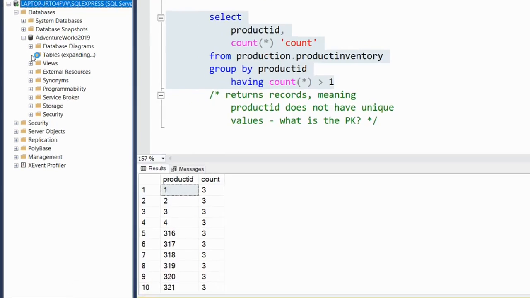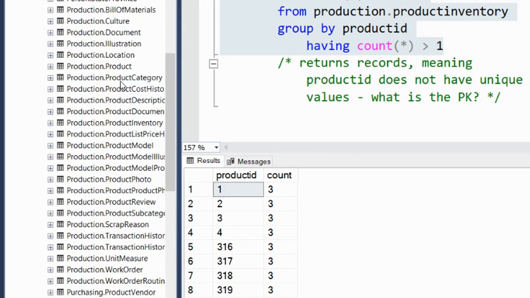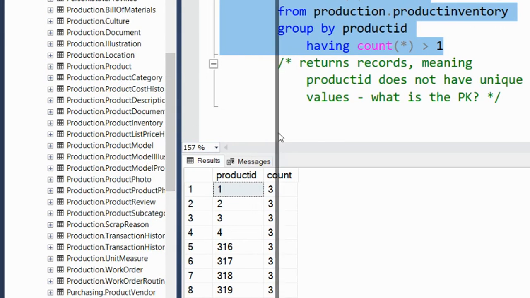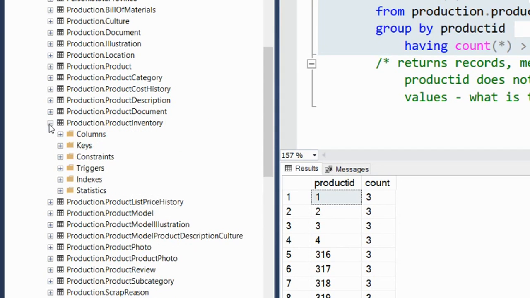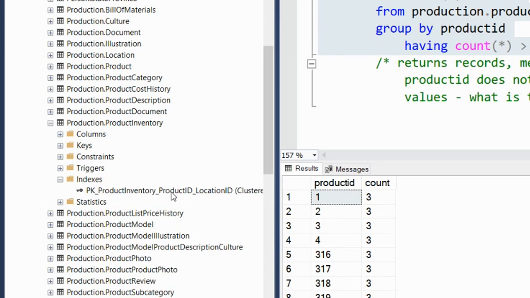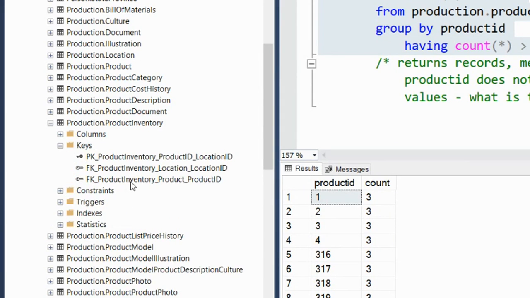And so if we go into tables and go down to the production schema, once that loads, and I'll expand this out, we'll go to the production product inventory table. And you'll see we have various information here. This would show you the various things that are indexed in the table. There are also triggers, which I'm not going to talk about here. Keys, these are the various keys, right?